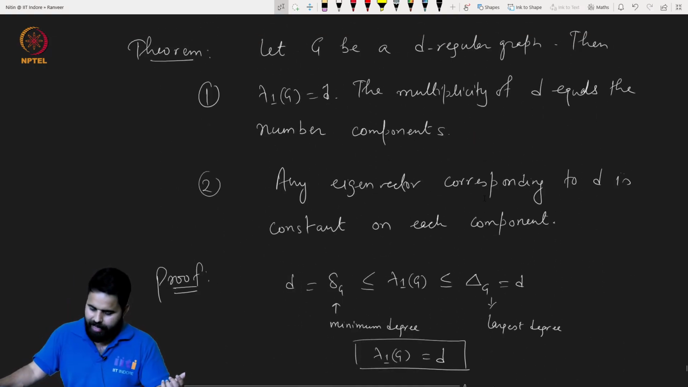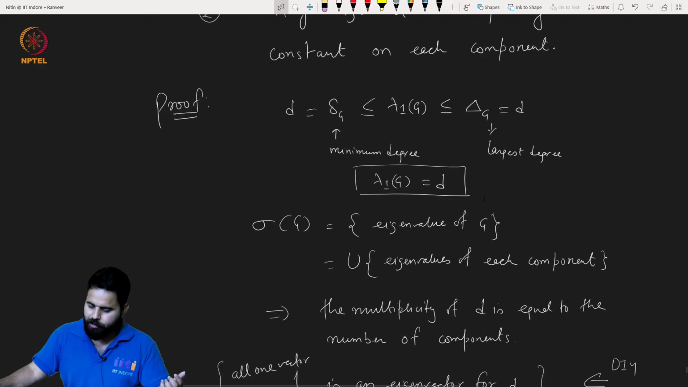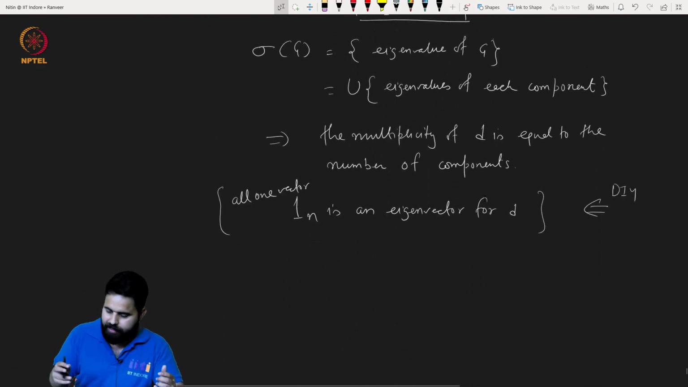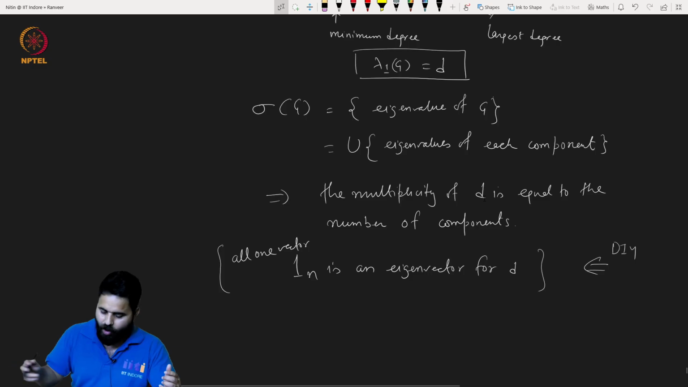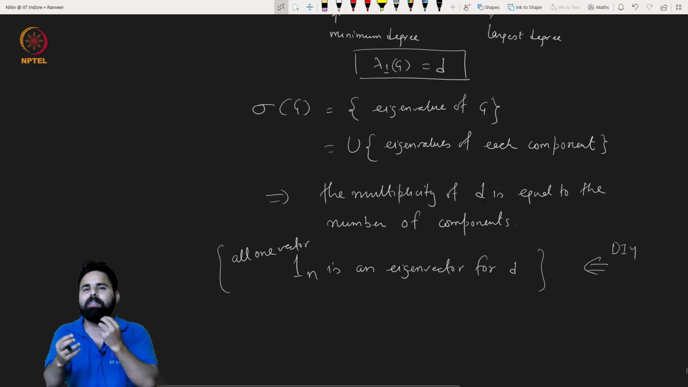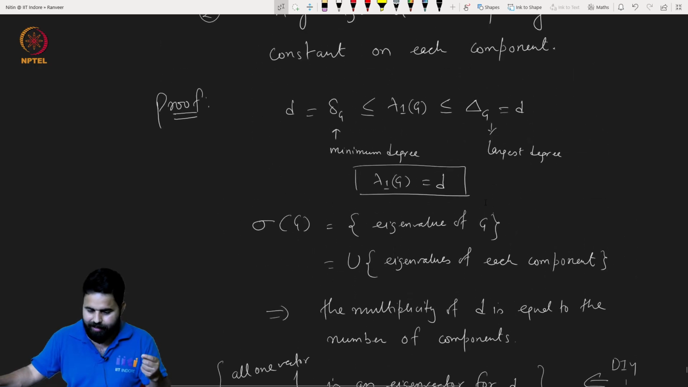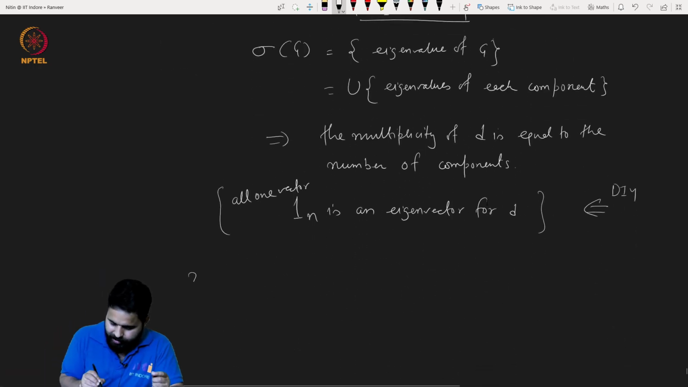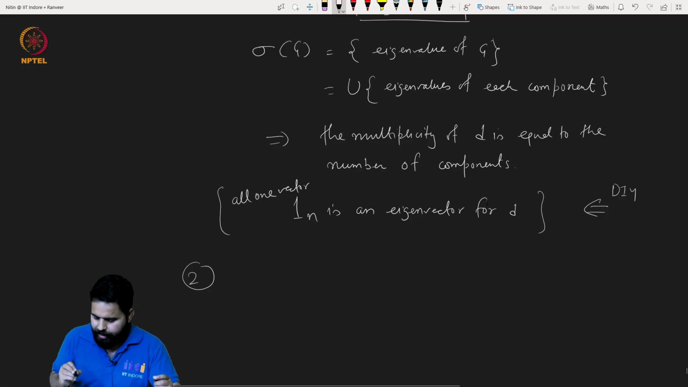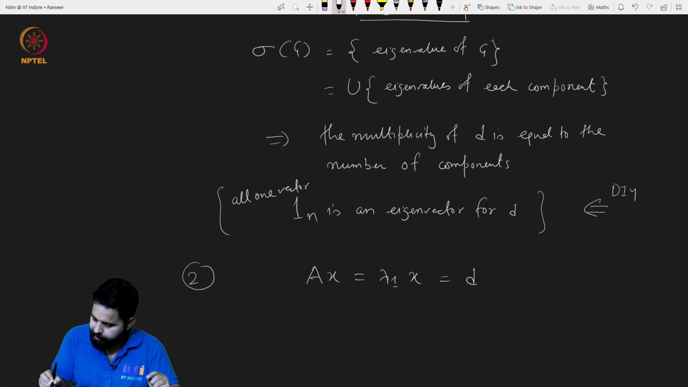The second part is: any eigenvector corresponding to D is constant on each component. If the all-one vector is there, then of course this is trivially true. So let us see a more general thing. Now suppose Ax equals lambda 1 x, which is nothing but Dx.